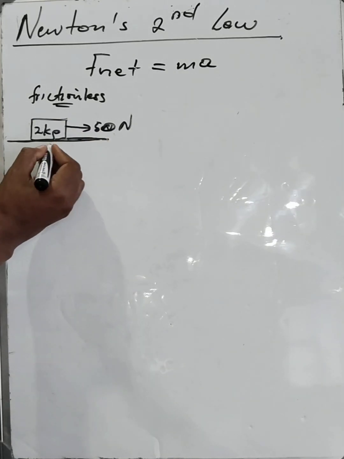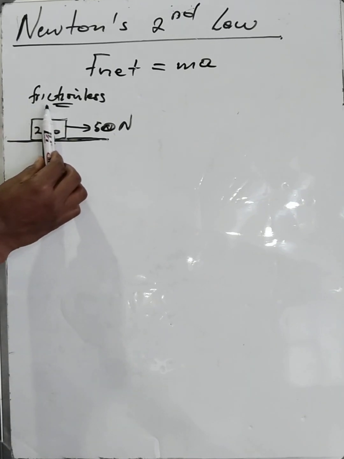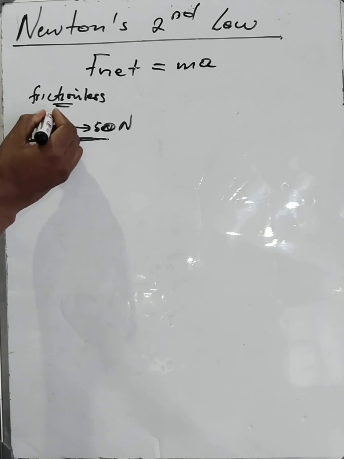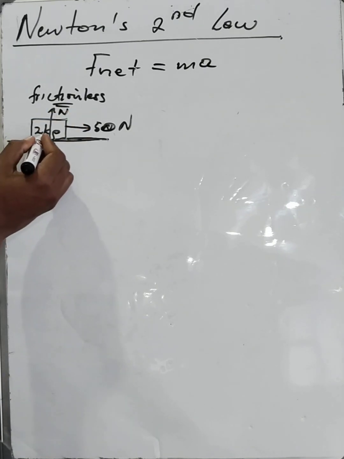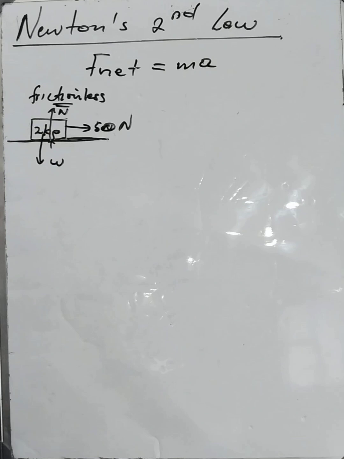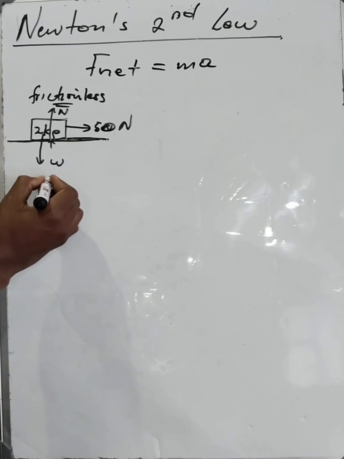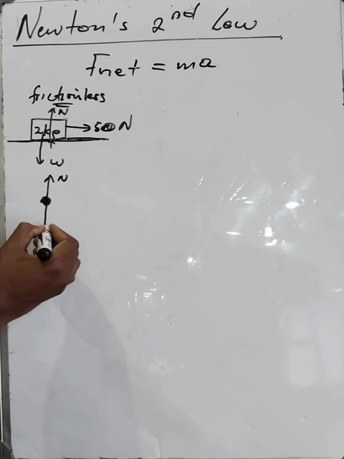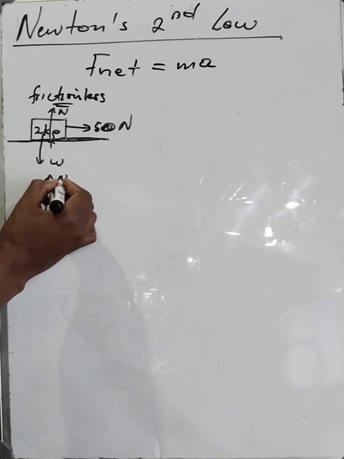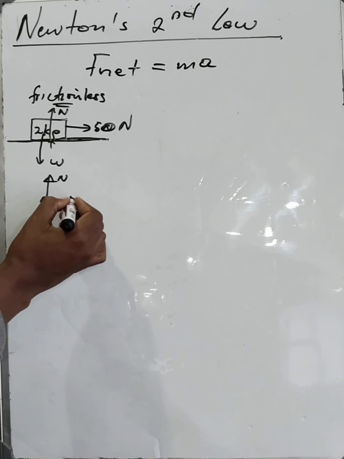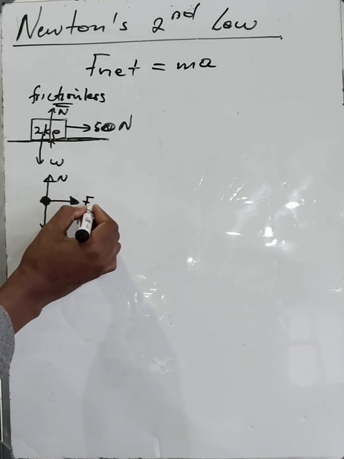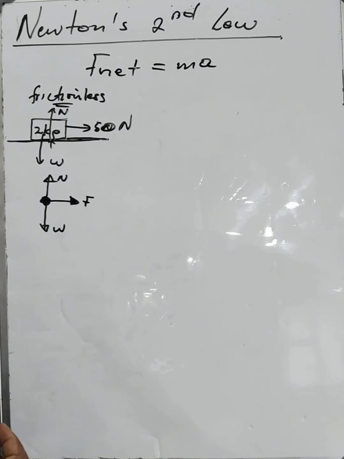But the normal force is a force exerted by the surface on this object, and it must act perpendicular to the surface. Now, that is the word, the normal force. We also have the weight. This is the weight, right? So the free body diagram here, we have the normal force, we have the weight, then there is a force applied, which is 50 newtons, all right?